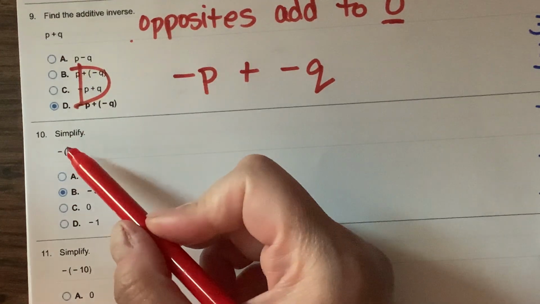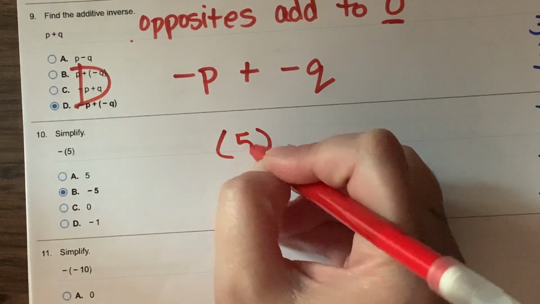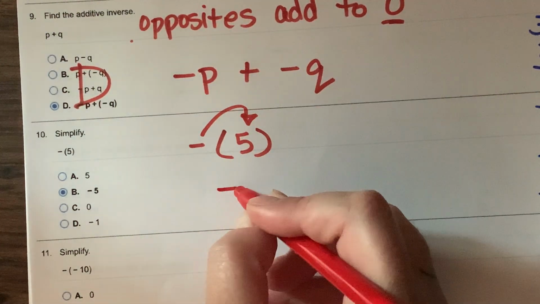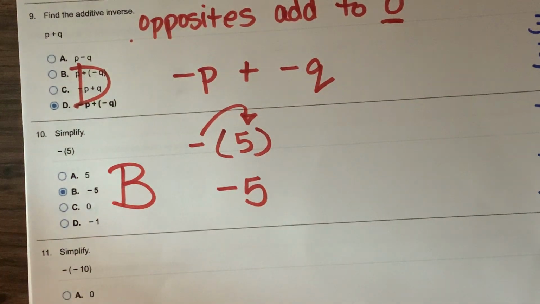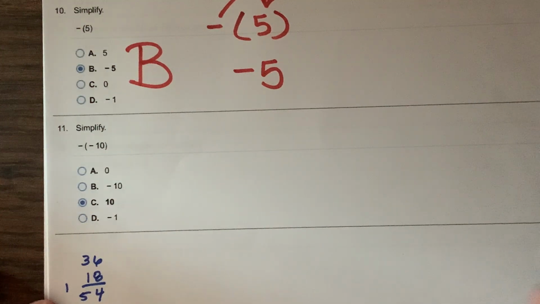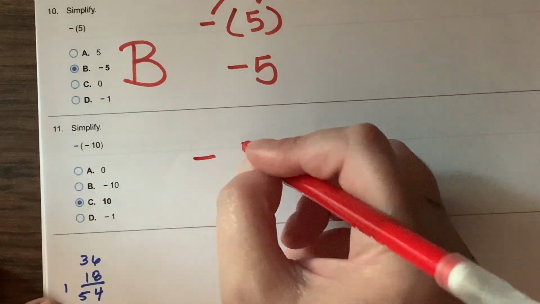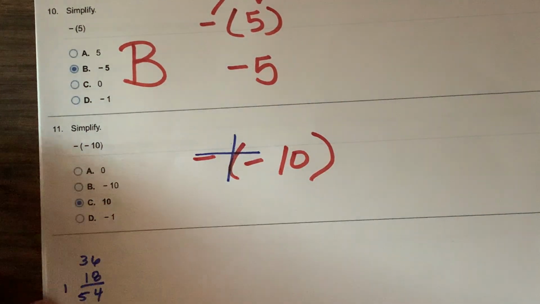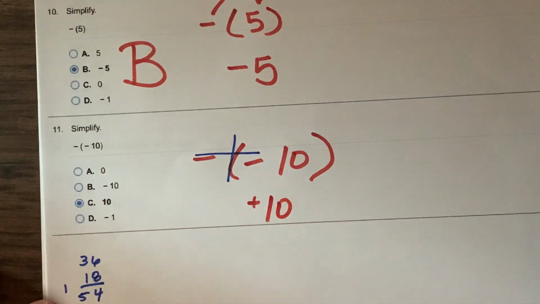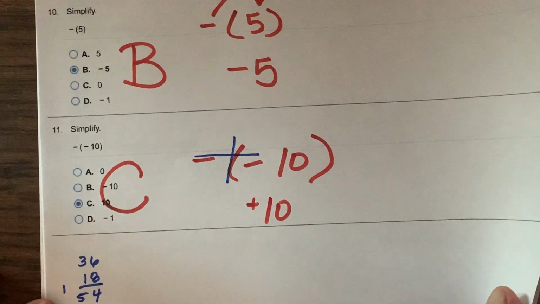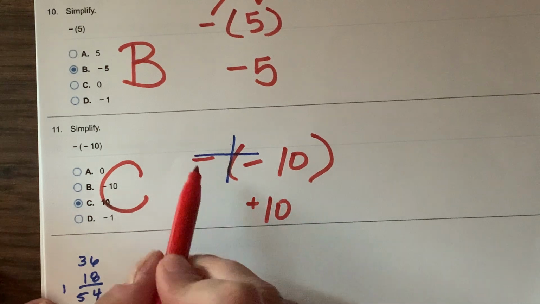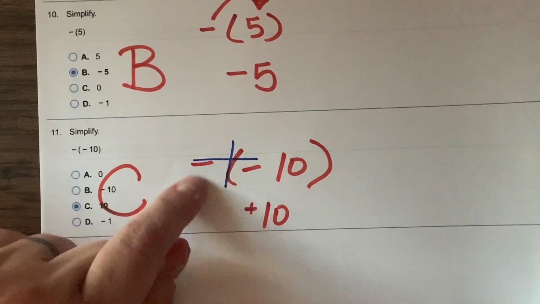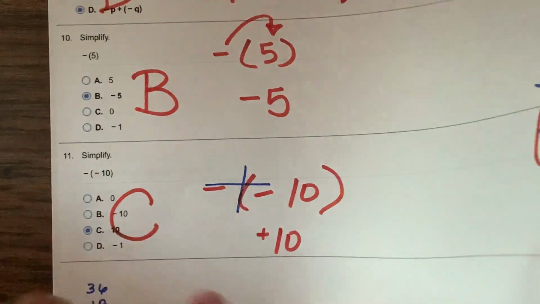Okay, let's keep going. Number 10. This is just a parentheses 5 with a negative outside. And when that happens, the negative distributes inside and we just get negative 5. For number 11, it's different because there's 2 negatives. So those 2 negatives, when they're right beside each other, make a positive. And this just turns out to be positive 10. So if the negatives are right beside each other, you can turn them into a positive. If there's a parentheses in the way, that's okay. They still turn to a positive.